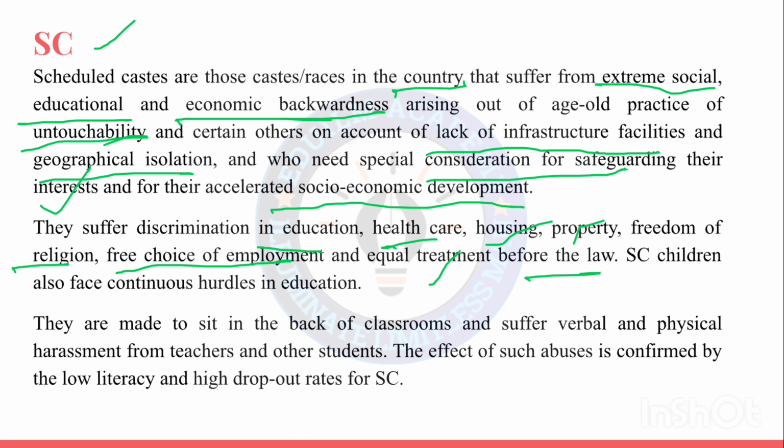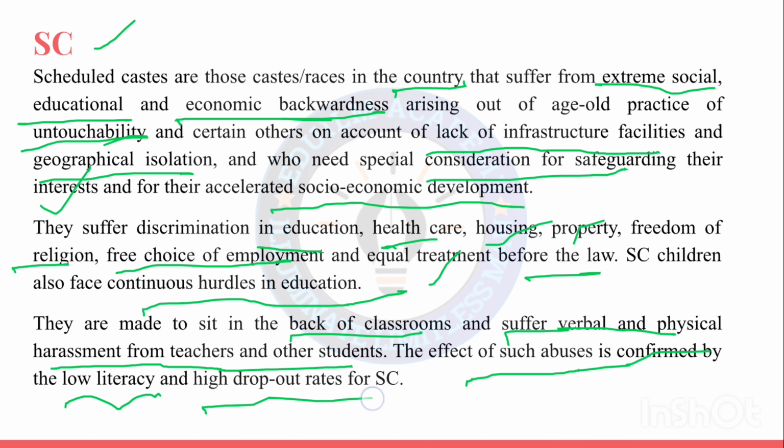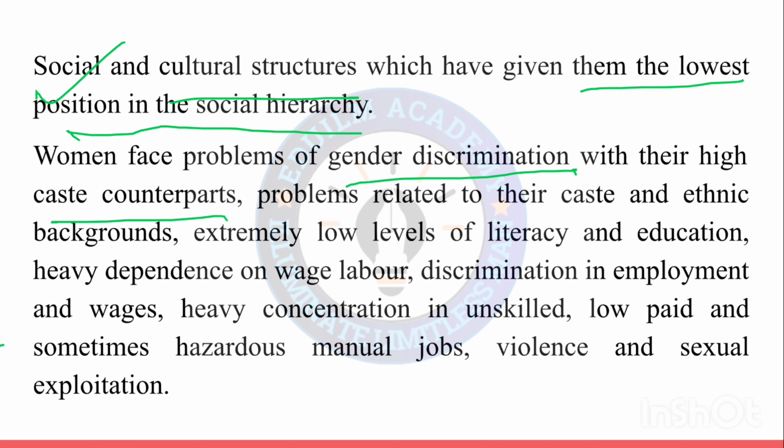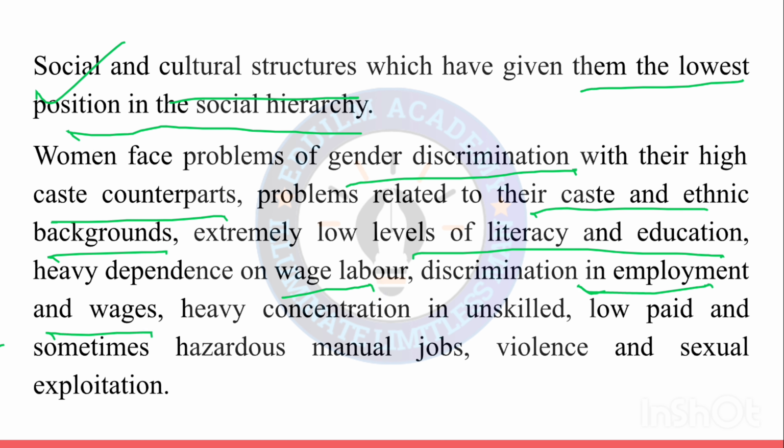Scheduled Caste children also face continuous hurdles in education. In olden days, they were made to sit at the back of classrooms and suffered verbal and physical harassment from teachers and other students. The effect of such abuse is confirmed by the low literacy and high dropout rates for SC. Scheduled Castes are in the lowest position in the social hierarchy due to social and cultural structures. SC women face gender discrimination from their higher caste counterparts, problems related to their caste and ethnic background, extremely low levels of literacy and education, heavy dependence on wage labor, discrimination in employment and wages, and heavy concentration in unskilled, low paid, and sometimes hazardous manual jobs.